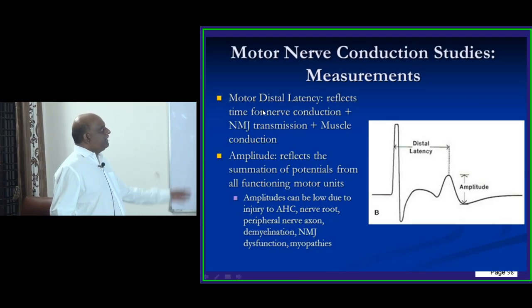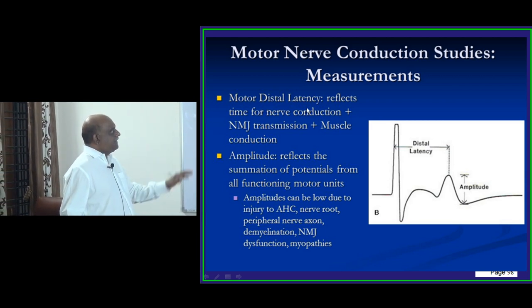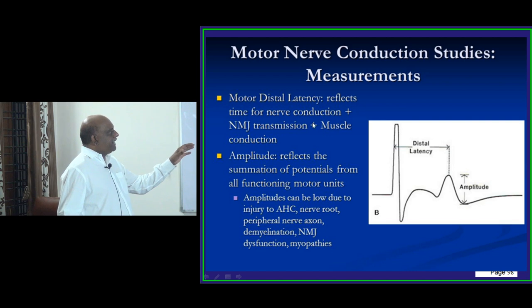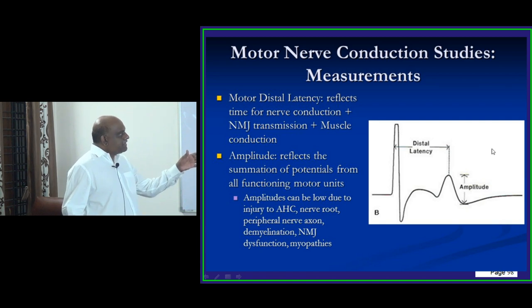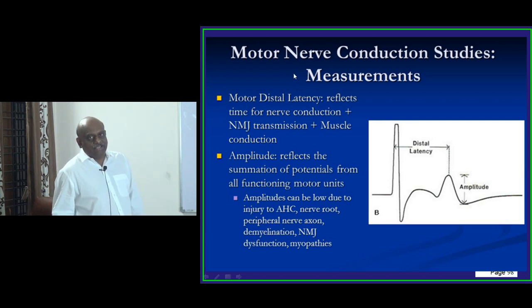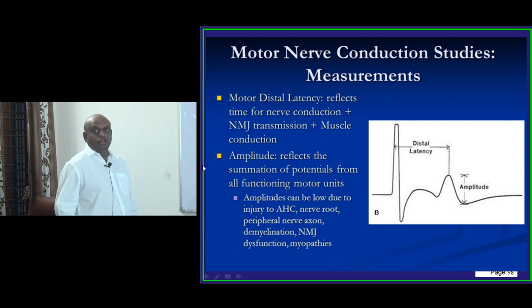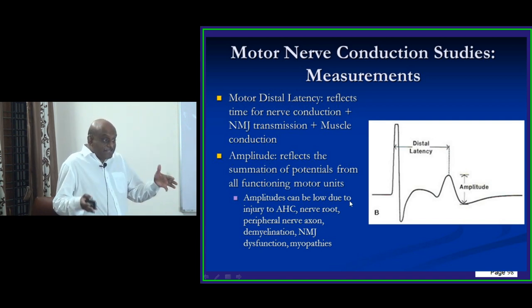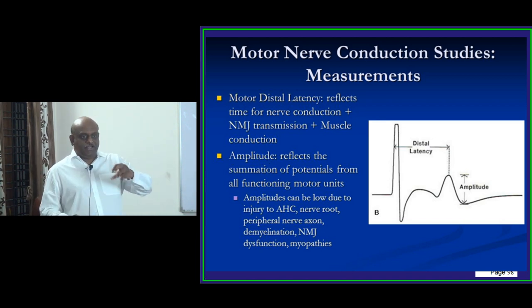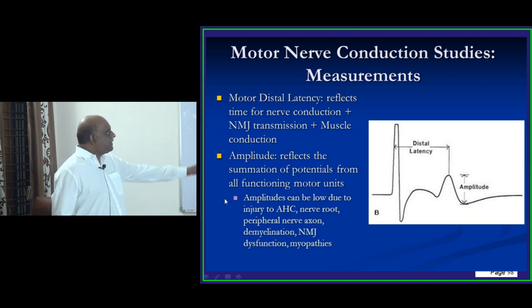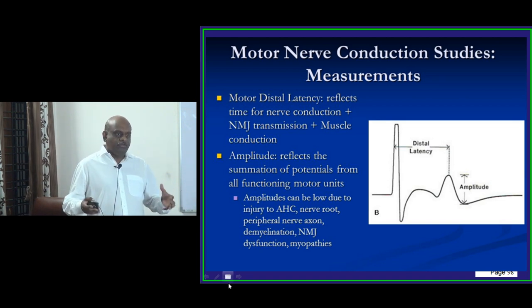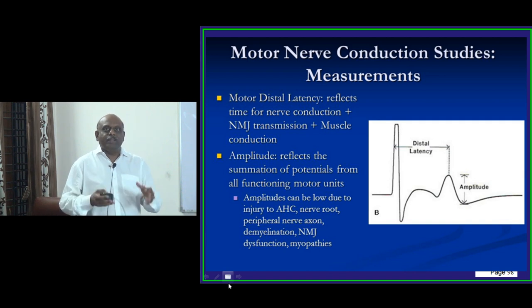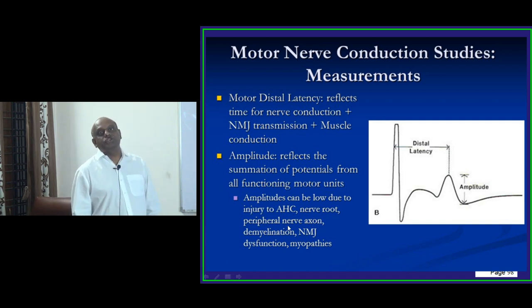Whenever the distal latency, it reflects the time for the conduction of the nerve and the neuromuscular junction transmission and the muscle conduction. All these things are reflected by the value of the distal latency. Then amplitude reflects the summation of all the potentials of the functioning motor units. So whenever axonal neuropathy is there, this amplitude becomes diminished, because the number of functional motor units diminish in an axonal neuropathy.